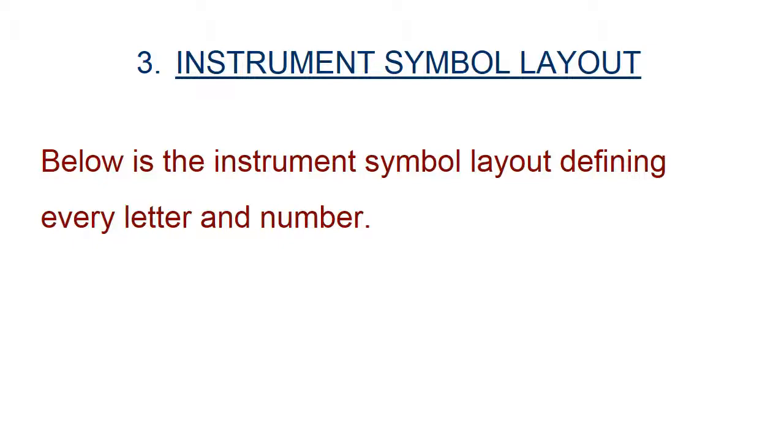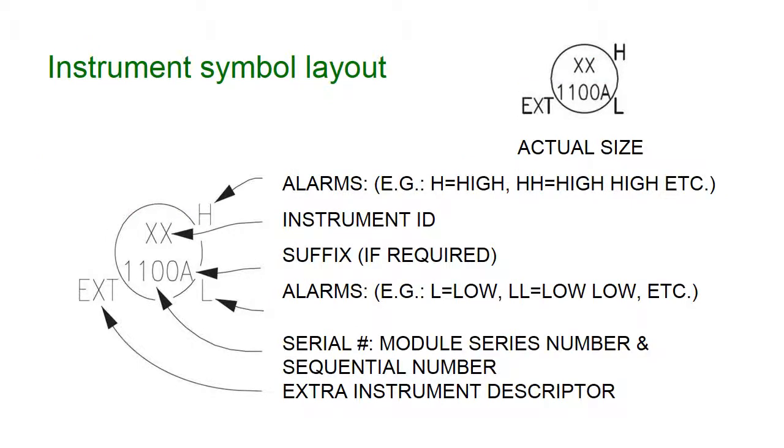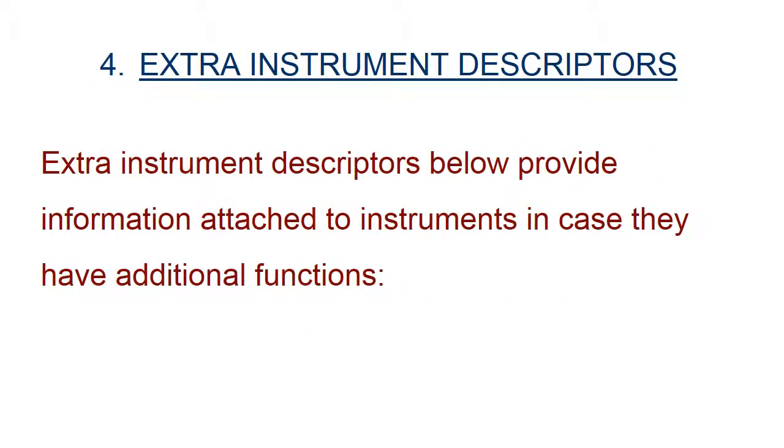Below is the instrument symbol layout defining every letter and number. Actual size. Alarms, for example, H equals high. Instrument ID. Alarms, for example, L equals low, LL equals low low. Serial number, module series number, and sequential number. Extra instrument descriptor. Extra instrument descriptors below provide information attached to instruments in case they have additional functions.